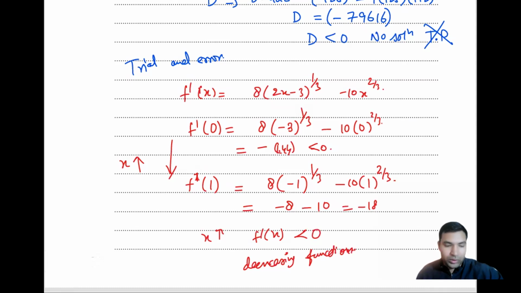Okay, so this is an important question where you won't be able to find the turning point because the discriminant is less than 0. And this is how you have to do it using the trial and error method.